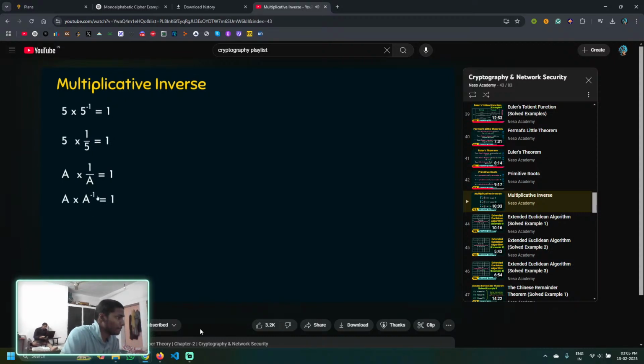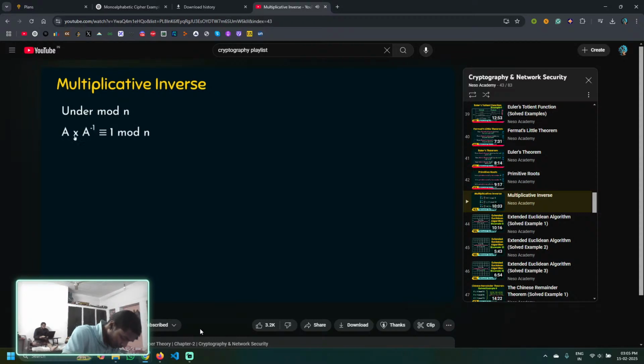But the real challenge comes when modular arithmetic is involved. When we are dealing with modular arithmetic, that is when we have a number mod n, then the multiplicative inverse concept will be different. If you have a number a, when a is multiplied by its inverse, and this product is divided by n, we will get the remainder as 1. So this is the idea of multiplicative inverse under modular arithmetic.